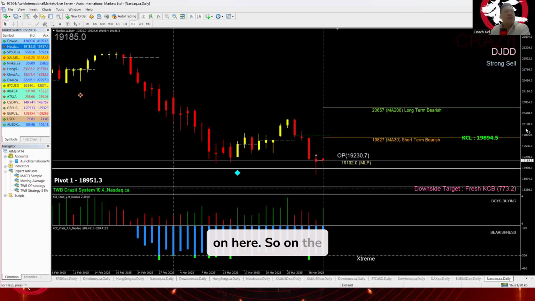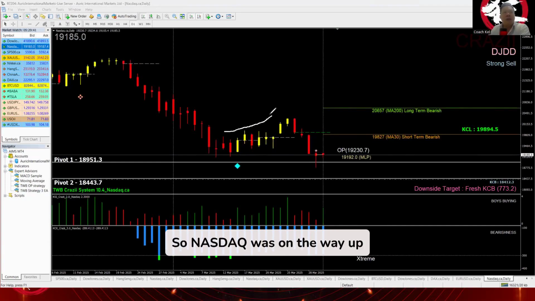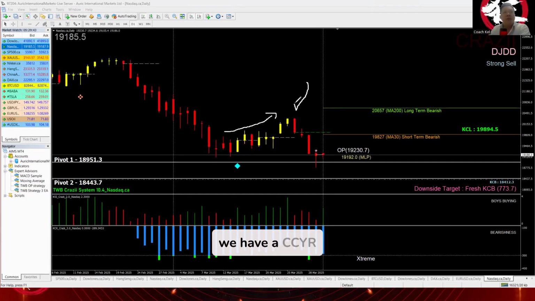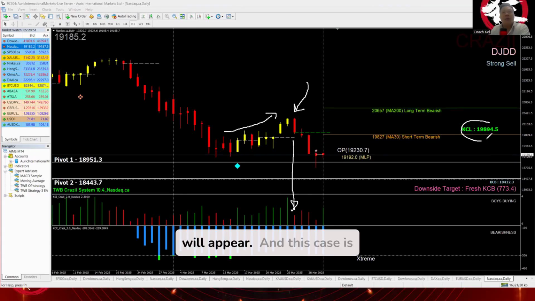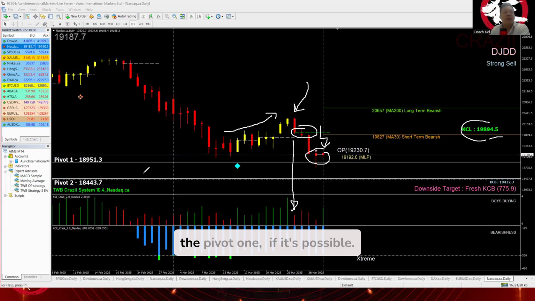So let's take a look here as well on the NASDAQ, and now you understand why NASDAQ crumbled, right? NASDAQ was on the way up as well, and then on this very day, we have a CCYR. And because the KSI happened to turn red, by right, the KCL will appear, and in this case it is reflected by the system at 19894.5. And then what happened? Once the market breaks below this number, the market truly sells. And we're all now waiting for the price to go lower to touch the pivot one if it's possible.